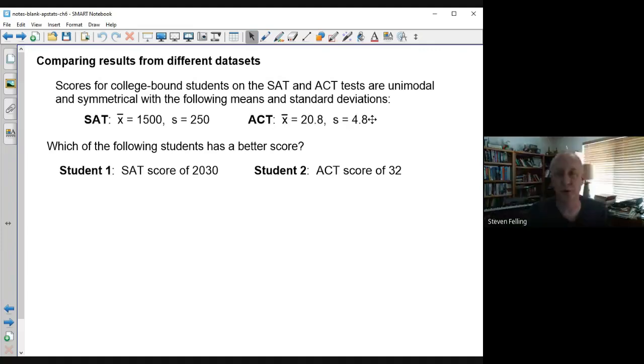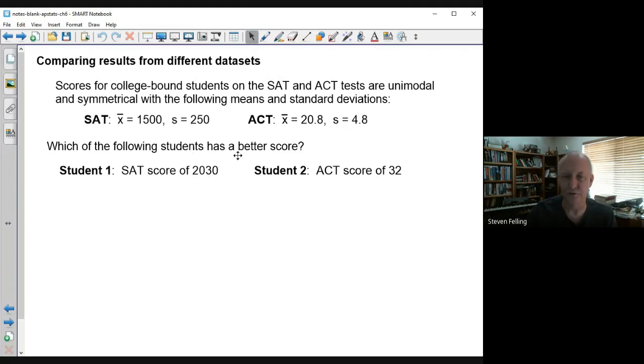So let's say that you're part of an admissions decision panel for a pretty exclusive college, and you have 2 students that apply, and they're equal in all other ways, but you're going to have to use their SAT and ACT score to decide which one to admit. One of them happened to take the SAT, and they scored 2030, and the other one took the ACT, and they scored 32. So how would you compare these two, because they're different tests?